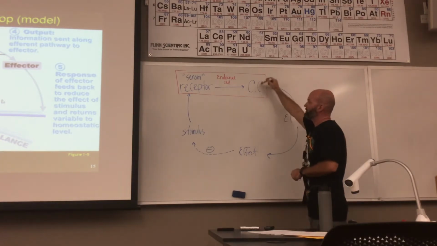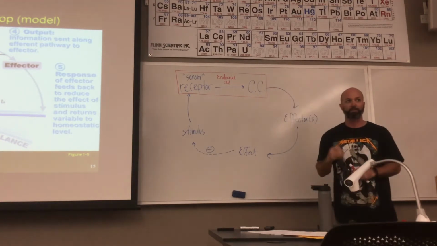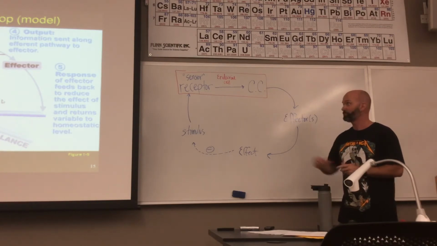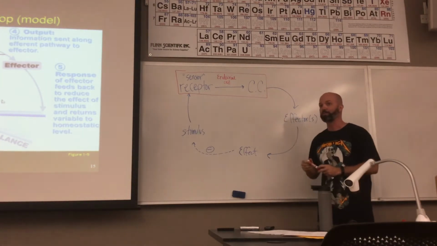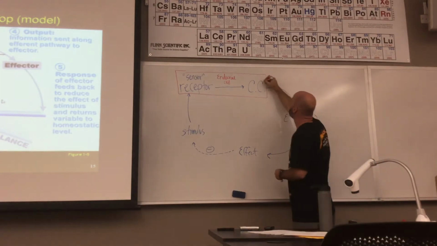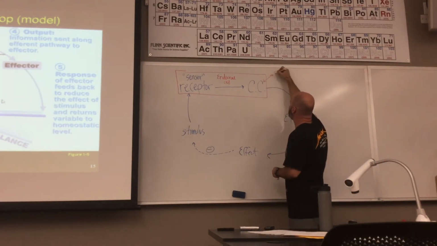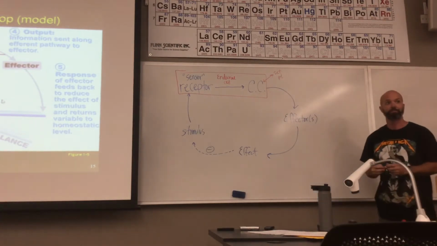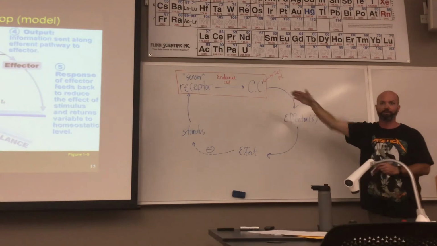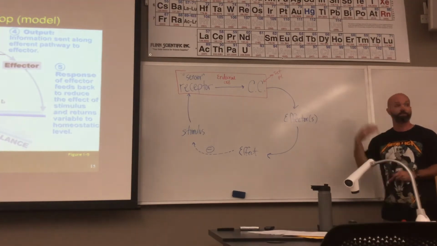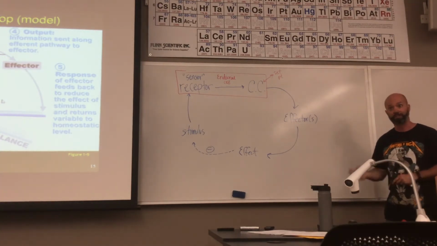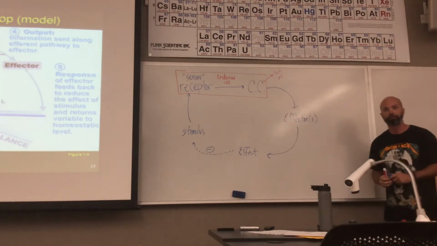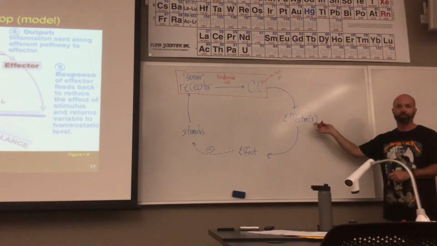And this only works if the control center has a built-in set point. The control center only knows if there's a problem if it has a set point. So we usually show that as a double arrow, meaning it's going to make a comparison between what it's supposed to be and what it currently is to determine if there's a problem that needs to be fixed. And if there is, the control center communicates with the effectors. Right? And it's going to be effectors, multiple.